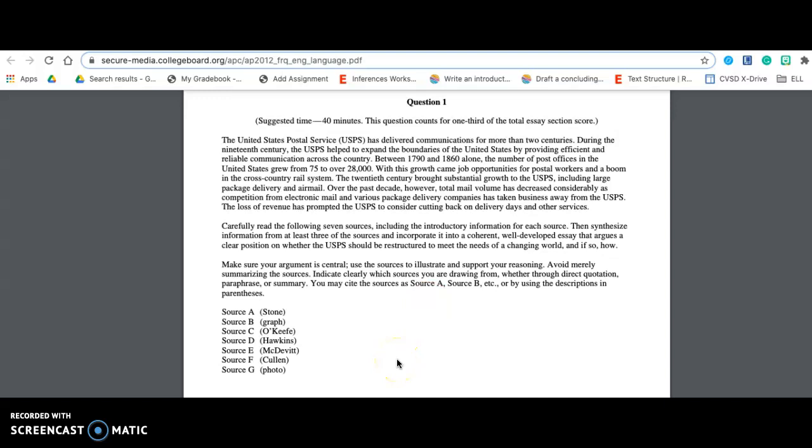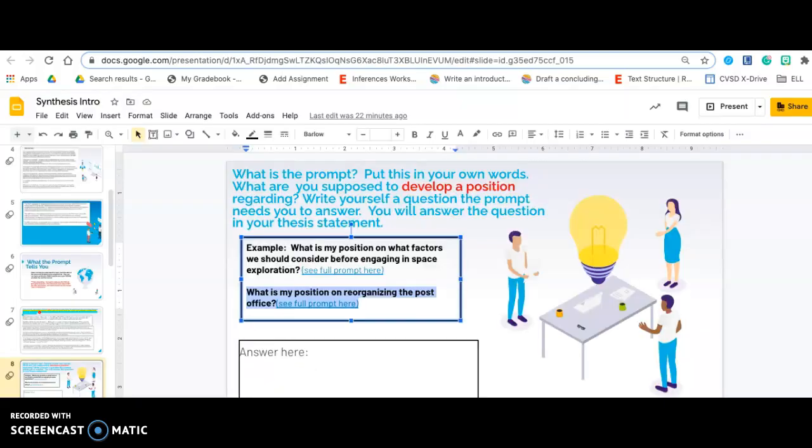Use the sources to illustrate and support your reasoning. Avoid merely summarizing the sources. Indicate clearly which sources you are drawing from, whether through direct quotation, paraphrase, or summary. You may cite the sources as source A, source B, etc., or by using the descriptions in parentheses. Okay, so this is one thing to note. We're not necessarily using authors' last names. You may if you want for the ones that have them, or you can just identify them as source A, source B, and so on.